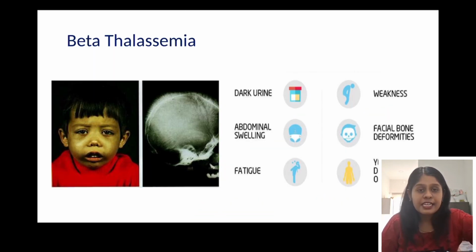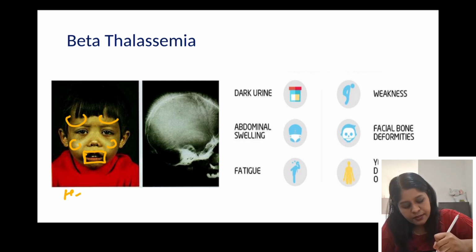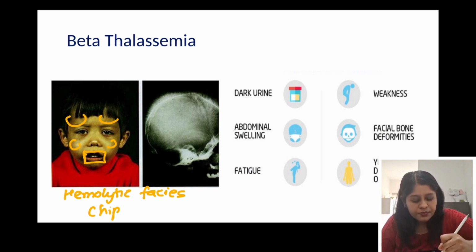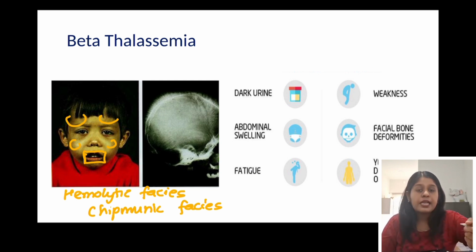Coming to the clinical features of beta thalassemia, as you can see in this picture, this child has hemolytic facies. There is a prominent maxilla, crowding of teeth, and prominent frontal bossing, and this is called hemolytic facies. Earlier it used to be called chipmunk facies, but the current terminology doesn't use chipmunk facies, it is called hemolytic facies.